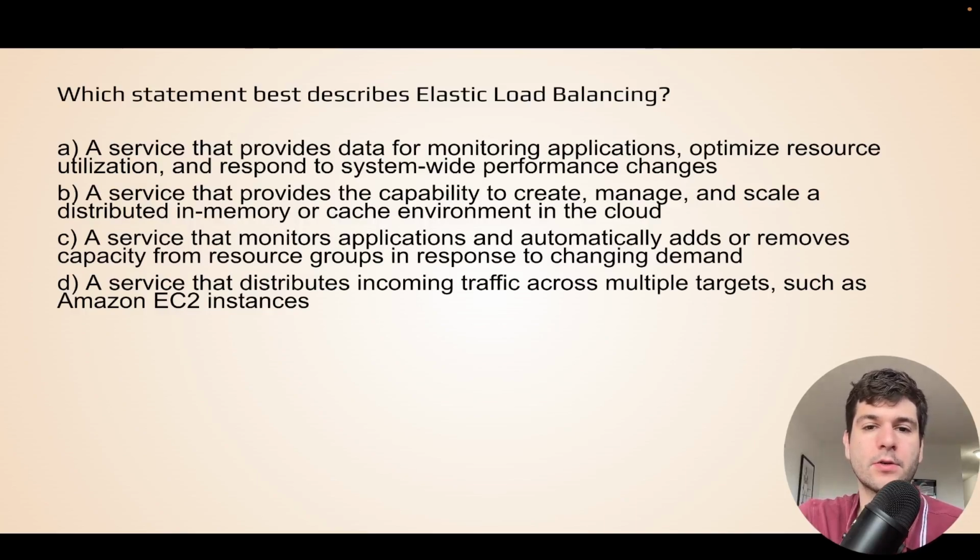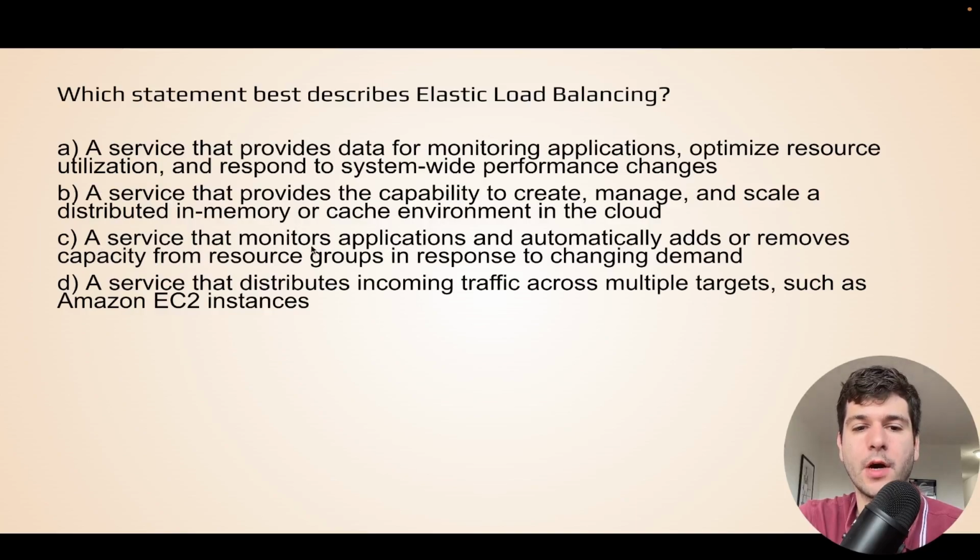Which statement best describes elastic load balancing? Elastic load balancers help distribute traffic appropriately as you're getting traffic to EC2 instances. So let's look through some of these and see which one best describes that. A, a service that provides data for monitoring. It's not that. Sometimes I don't even read the full answer on the exam if I can already tell that it's clearly something different. All right, B, a service that provides the capability to create, manage, and scale distributed cache. And no, it's not about caching.